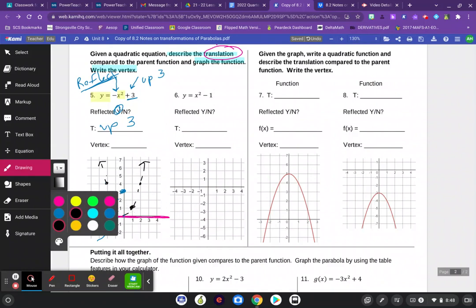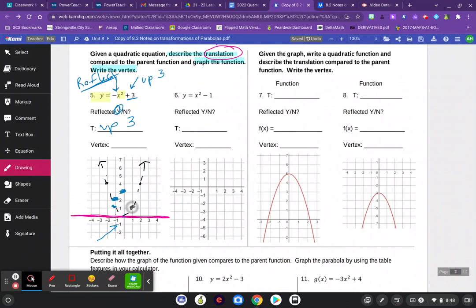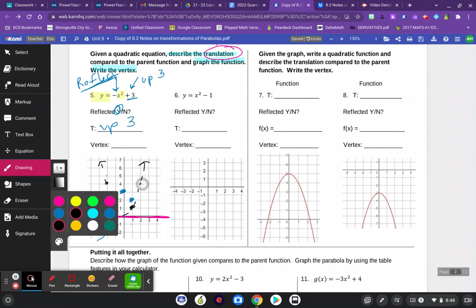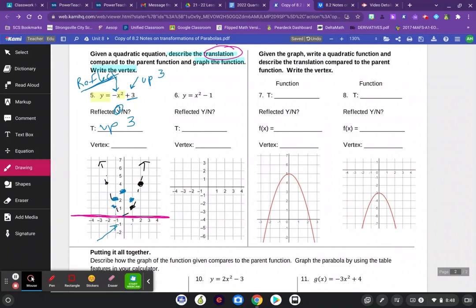Okay, I'm going to reflect that point. Again, reflecting that over the x-axis puts me down here at -1, and I'm going to count up 1, 2, 3. All right, let's give this a try. If I am here at 2, 4, and I reflect that, that would put me down here at -4.